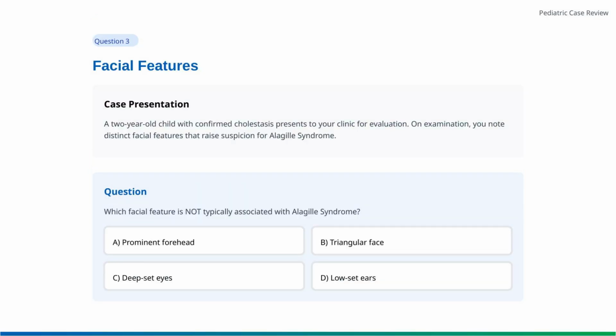A 2-year-old child with confirmed cholestasis presents to your clinic for evaluation. On examination, you note distinct facial features that raise suspicion for Alagille syndrome. Which facial feature is not typically associated with Alagille syndrome? Option A, prominent forehead. Option B, triangular face. Option C, deep-set eyes. Option D, low-set ears. Consider the characteristic facies seen in Alagille syndrome and which features are most commonly described in the literature.